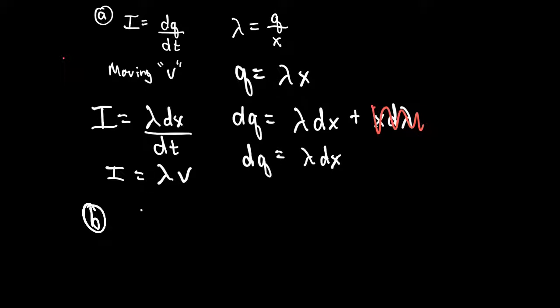And part B, we're asked to prove that B equals mu naught epsilon naught E times V. I hated these questions when I was in college. My teachers never showed me how to do them, though. They were awful.